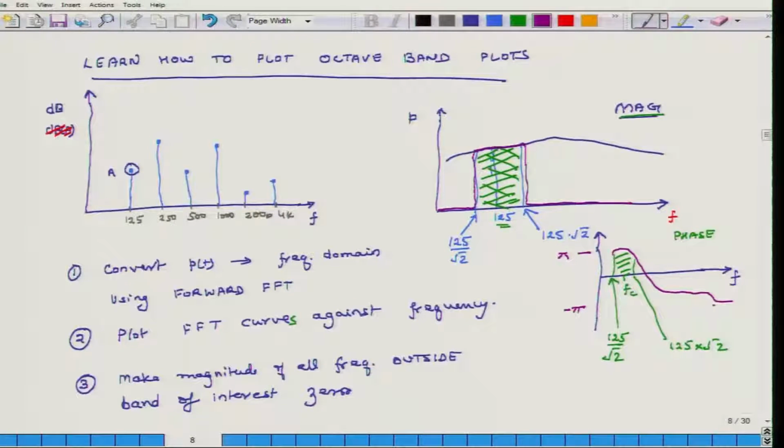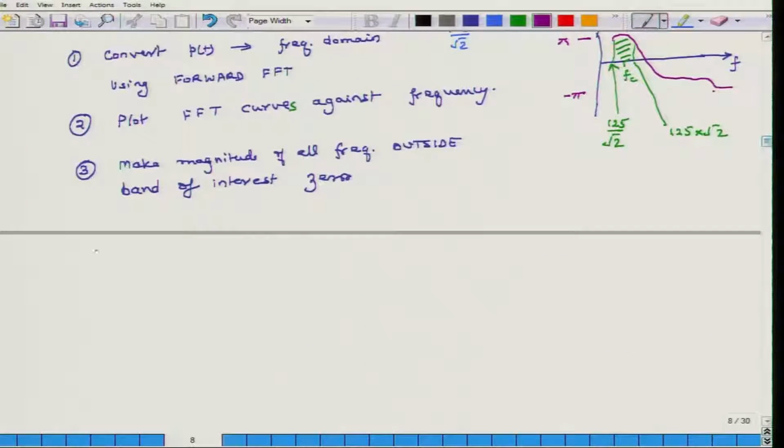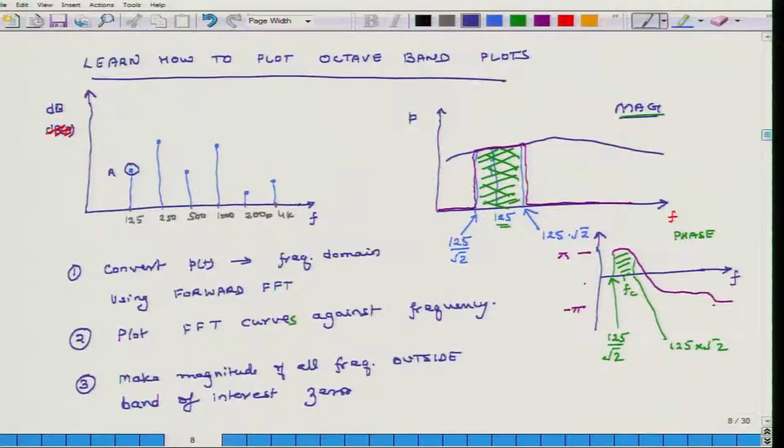What does this mean? Once I have made the amplitude of all other frequencies 0, what have I done effectively? I have eliminated the energy from all other frequencies except this band. Then what do I do? Then fourth, by the way, what happens to the phase plot? I do not have to worry because I have made the energy 0. So, I do not have to worry too much about the phase plot. So, I do not bother with the phase plot.